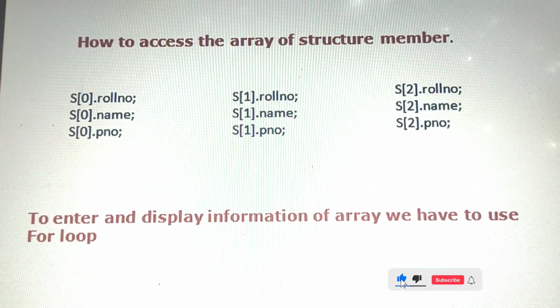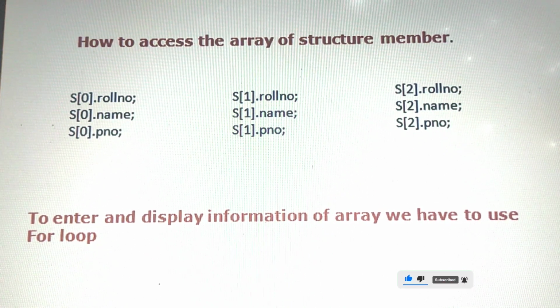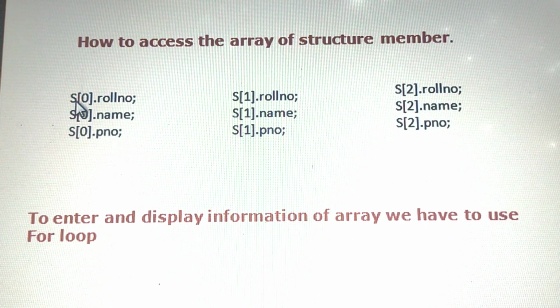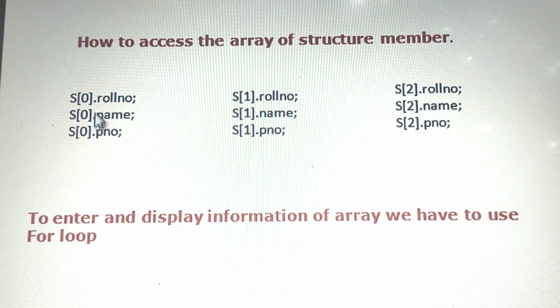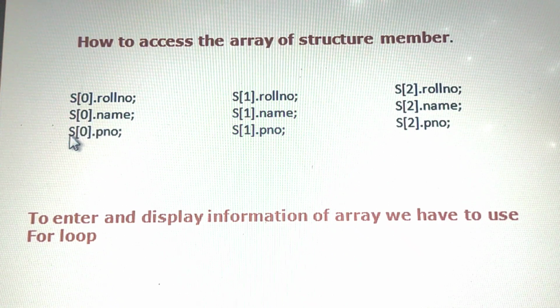That is structure member with the structure object. The structure member is roll number. The structure object is, here we have used an array of structures, so the array name is s of 0. S of 0 dot roll number, s of 0 dot name, s of 0 dot phone number. If an array is not there, we can write s dot roll number, s dot name, s dot phone number.